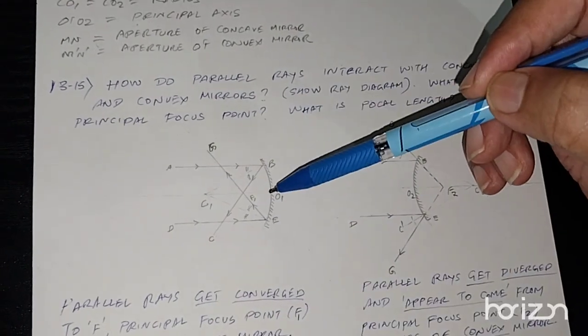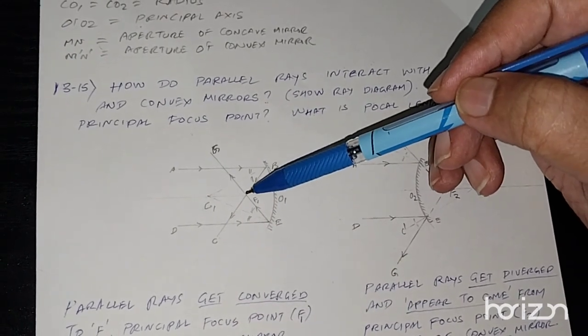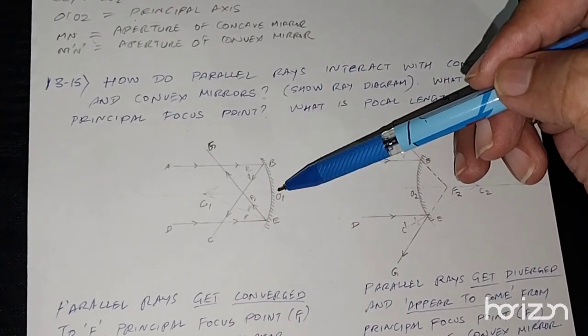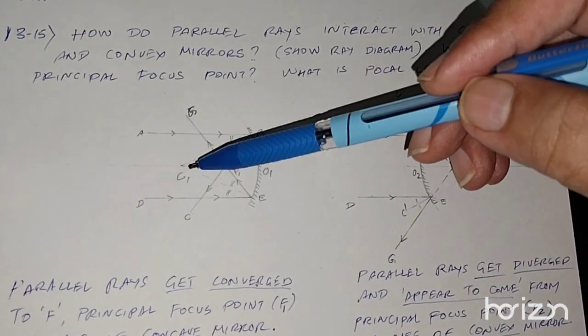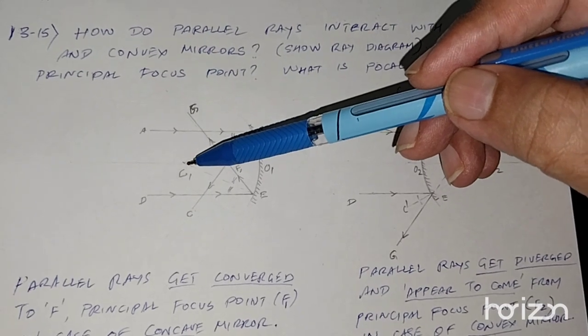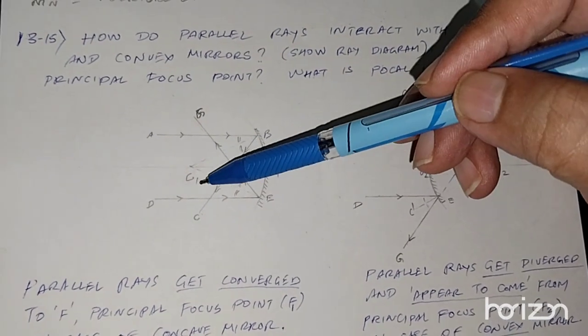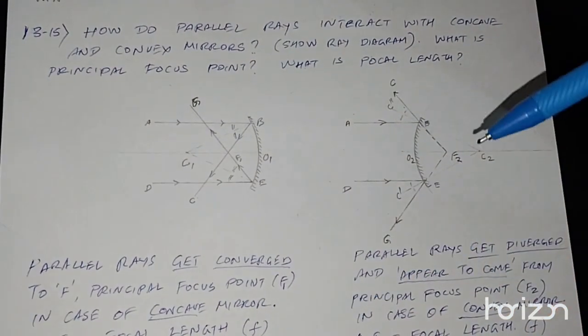So what is the focal length? The distance between the pole, which is O1, and the principal focus, which is F1. O1F1 is called the focal length. And as we know, the radius is nothing but the distance from the center to the pole. The center is C1, the pole is O1, so C1O1 is the radius of curvature.